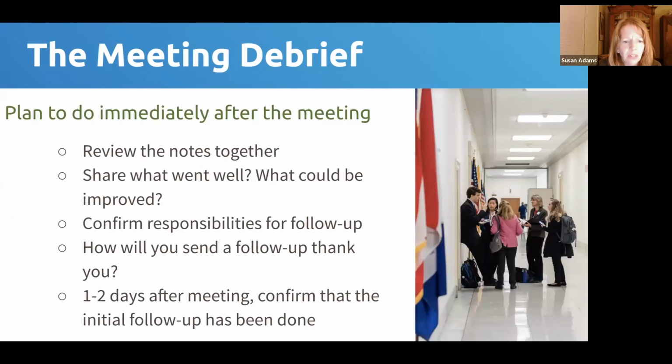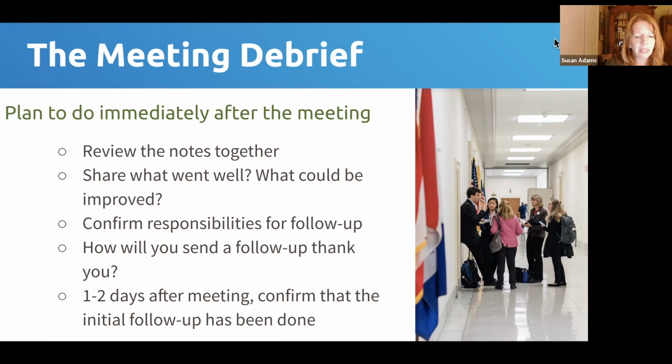This is a great thing to do. The minute the member of Congress leaves, you just planned on scheduling this maybe on the same line, or maybe put it in a different waiting room so there's privacy, so you can make sure that the member of Congress isn't there. You don't want to have a debrief in front of them.